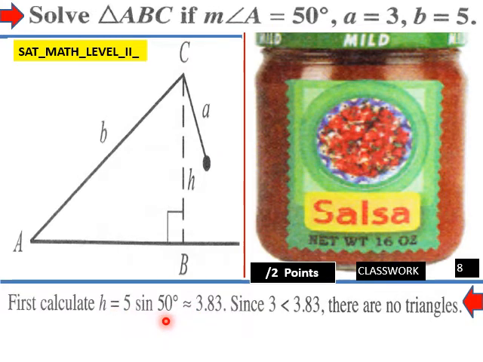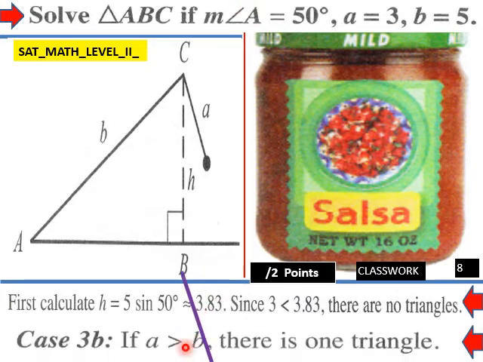Or you can use the sine function to find that: 5 sine 50 degrees, because we're given angle A here. Since 3 is less than 3.83, there are no triangles. So you can ascertain that. If you come up with figures like that, there are no triangles.